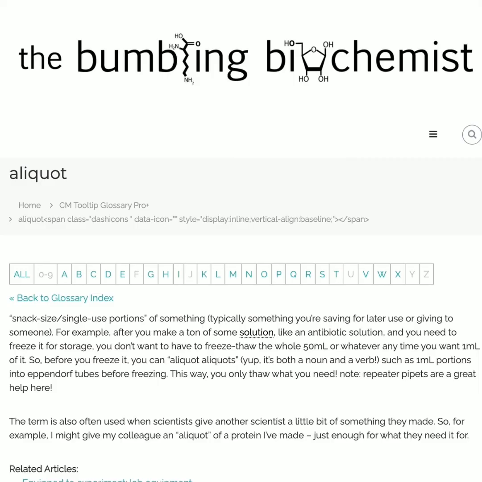And the last word for today I want to talk about is aliquot. Basically, aliquot just means a little snack size or single-use portion of something. So if you purify a bunch of a protein, and you don't want to have to keep freeze-thawing it, which isn't good for proteins, you can take little amounts of the protein before you freeze it and put each in separate tubes. This way, whenever you want to use the protein, you just have to take a single tube out and thaw it and use it right away. And you don't have to worry about keep freeze-thawing, which your protein won't like.